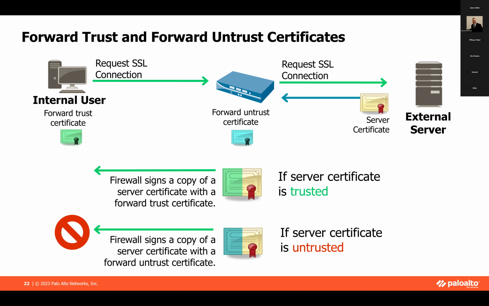Okay. The firewall then signs a copy of the server certificate with its own forward trust certificate if the certificate is trusted. If it's untrusted, the firewall just signs a copy of the certificate with its own forward untrust certificate. So you have to have a trust and an untrust.